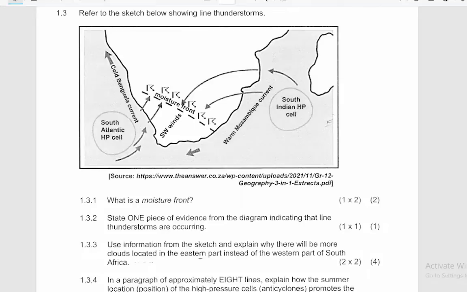So because of the existence of the warm ocean current here, the warm Mozambique current over the Indian Ocean, the air which is going to be driven out of the South Indian high is going to be warm and moist. And also the air which is going to be driven from the South Atlantic here, because we have the cold Benguela current operating over the Atlantic Ocean, is cold and dry. Given the differences in the properties of the two air masses, one is cold, one is warm, that is temperature. One is dry, the other one is moist, that's humidity.